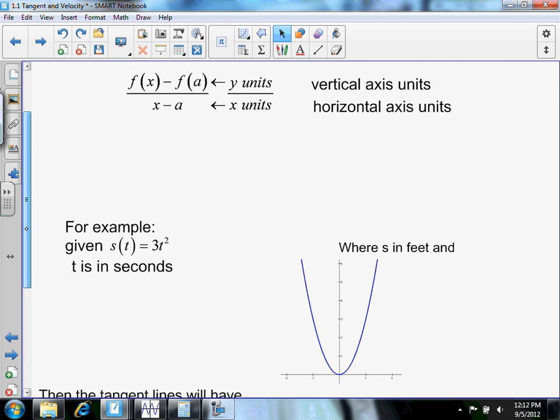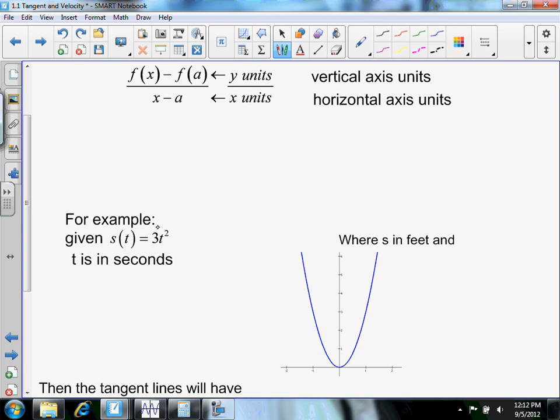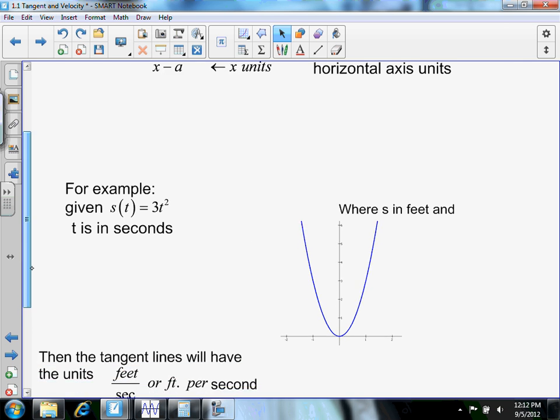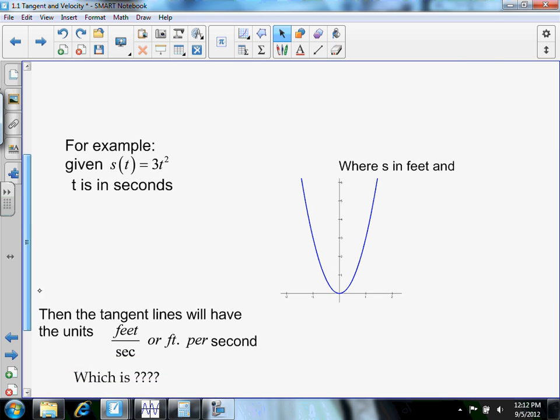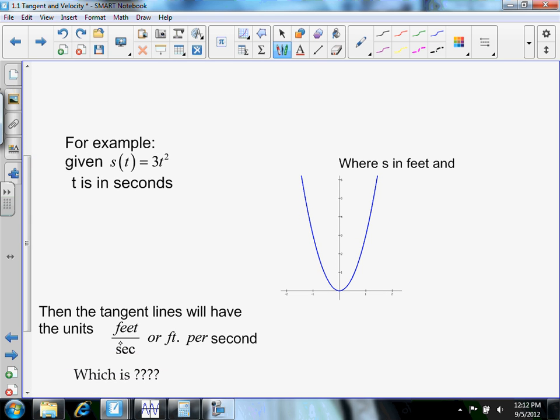For the given function, we're going to call it s of t, equal to 3t squared, and this is the graph of it. We're going to say that t is in seconds and s is in feet. So what we get here is a tangent line that will consist of feet per second, feet over seconds.